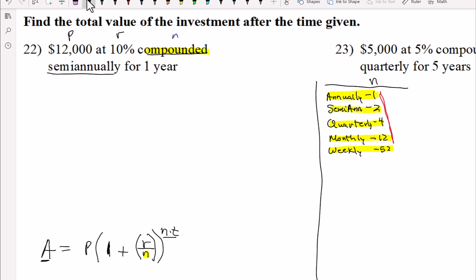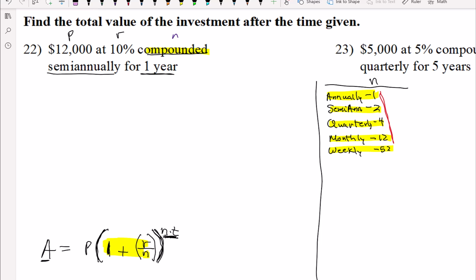And then notice the outer parentheses, it's raised to the number of times the number of years. And then they'll always tell you the time, and almost always, for these problems, it's going to be in years. And when you're teaching this, don't let the students be freaked out. What it means is it's just going to be 1 point something that goes inside the parentheses to the N times T. That's all that means.